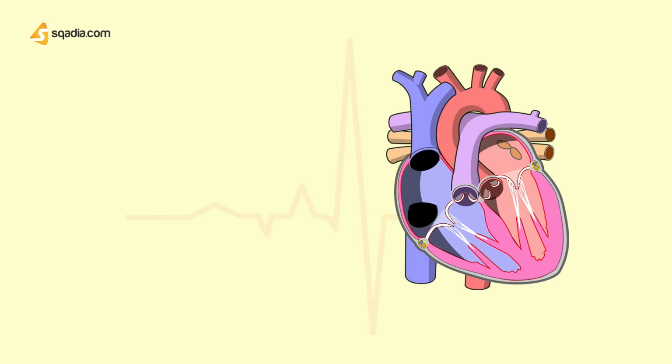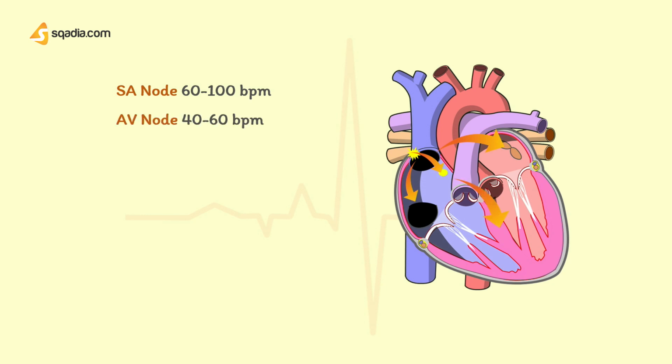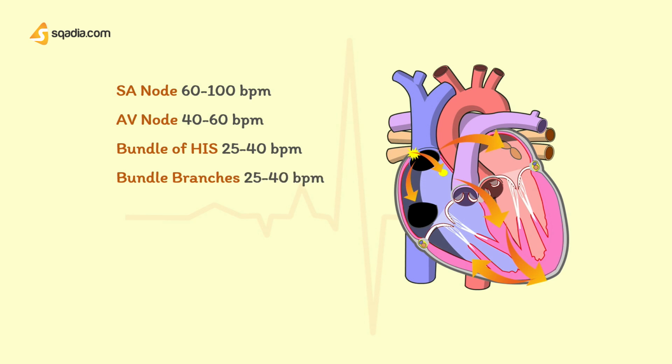Now let's talk about speed and heart rate. It is quite important to know the different conduction speeds of certain parts of the heart since they determine normal heart rate. So we have the SA node, which is 60 to 100 beats per minute, the AV node, which is 40 to 60 beats per minute, bundle of His, between 25 to 40 beats per minute, and the bundle branches and Purkinje fibers at 25 to 40 beats per minute.